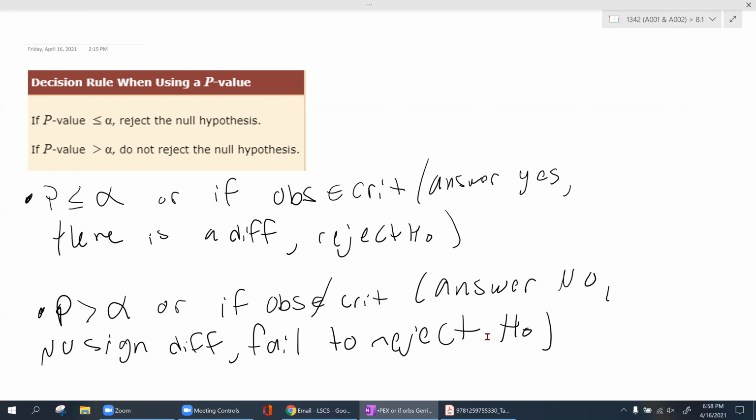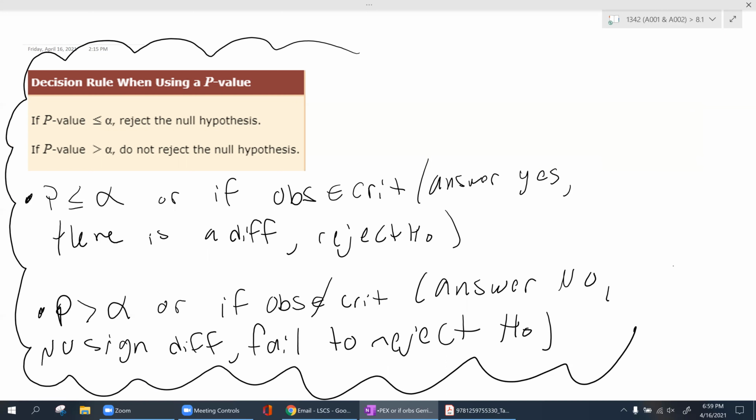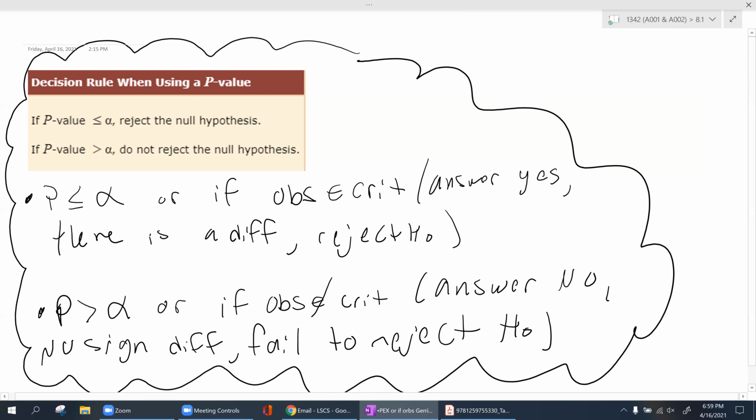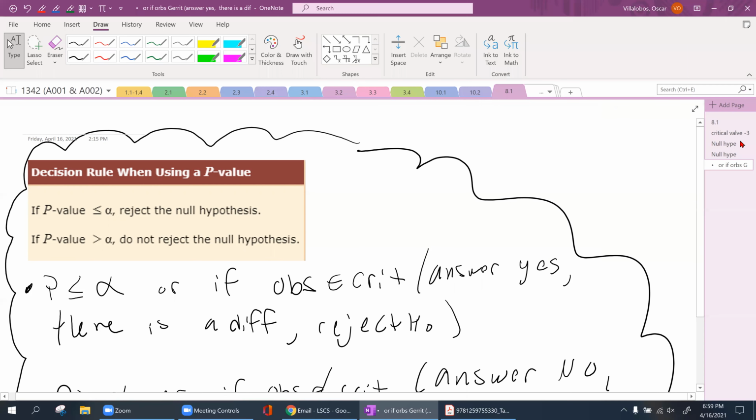All right, and all of this is going to make more sense, but this page here is golden. This page here is golden. Okay, so go ahead and take care of 8.1, and I'll go ahead and see you in 8.2.